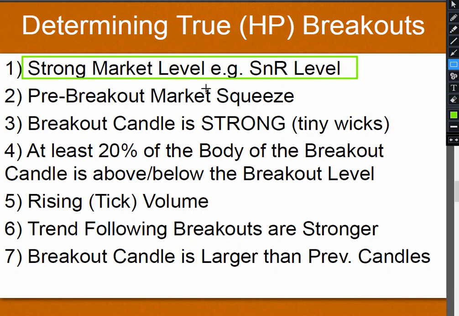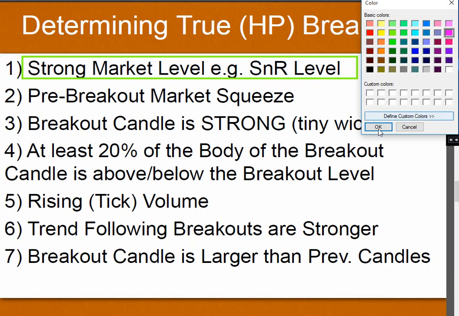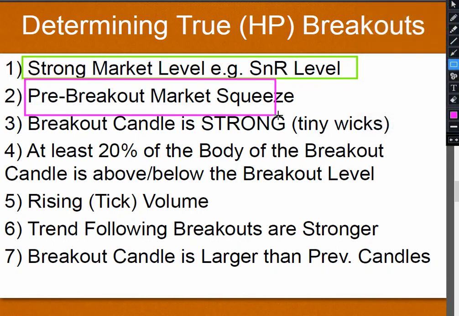Qualification number 2, I want to ensure that the breakout happens after the market was in a range. The market was moving in a range, up and down without going far up or far down. The market was squeezed a little bit before the breakout happens. That is quality number 2.